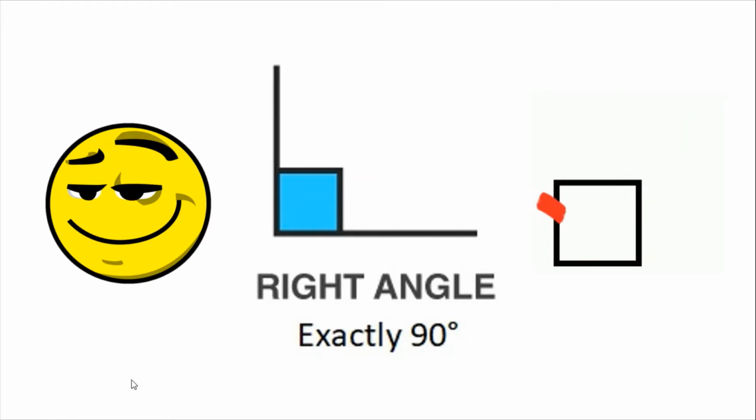So we've got acute angle, which is small and less than 90 degrees. And we've got a right angle, which is the perfect corner. It's right. And it's always exactly 90 degrees. Let's have a look at the other one.